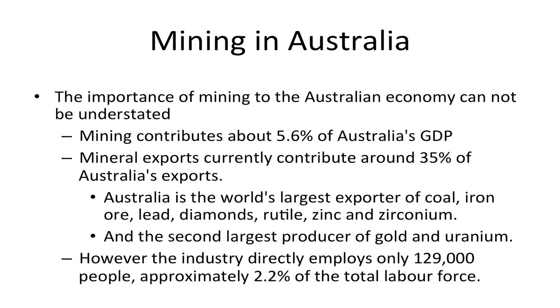So just in terms of some numbers, the size of the sector by its contribution to GDP is around about 6%. It changes from year to year, but in the last year, 35% of Australia's export earnings were achieved through the export of raw material minerals, specifically iron ore and coal. We're the largest exporter of coal, iron ore, lead, diamonds, rutile, zinc, and zirconium, and the second largest producer of gold and uranium. So Australia really is there.